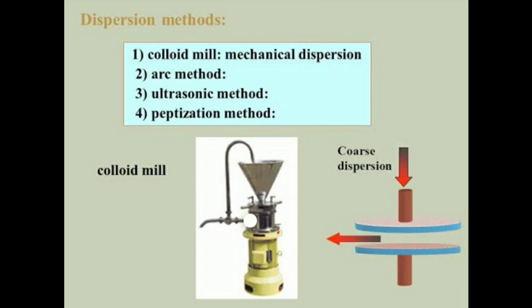Then we discussed the dispersion method. What is the dispersion method? The bigger particles are broken down into smaller particles of colloidal dimension. The dispersion method can be employed by four methods. The first is the mechanical dispersion method using a colloidal mill. Next, the arc method or Bredig arc method. The third is the ultrasonic method. By passing ultrasonic waves, the larger particles are broken into smaller particles. Then the fourth method is the peptization method. What is peptization? By using a peptizing agent, you do the precipitation. Such a method is called the peptization method. These were already discussed in the previous videos.